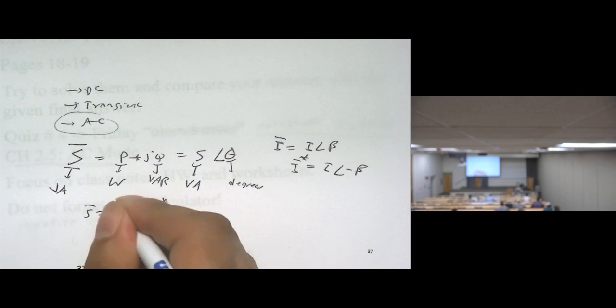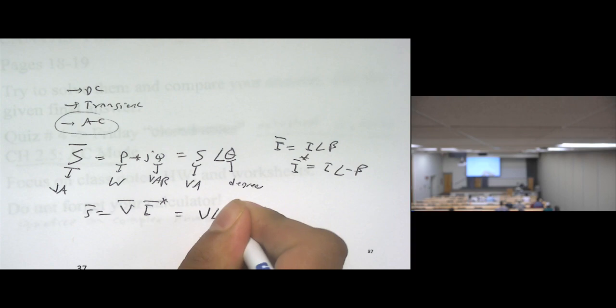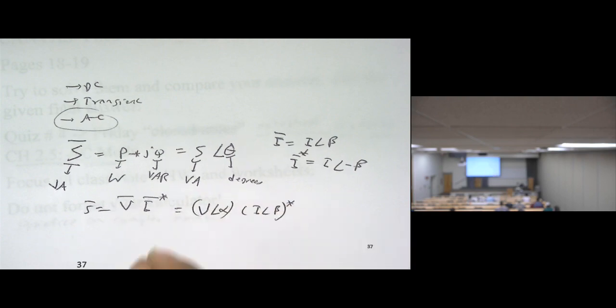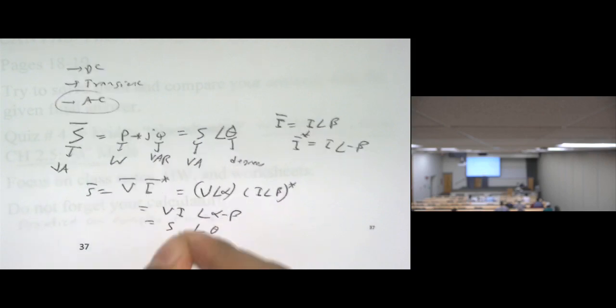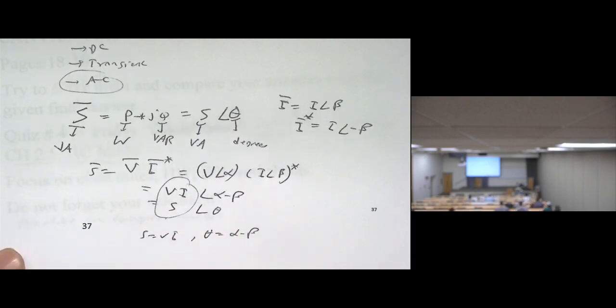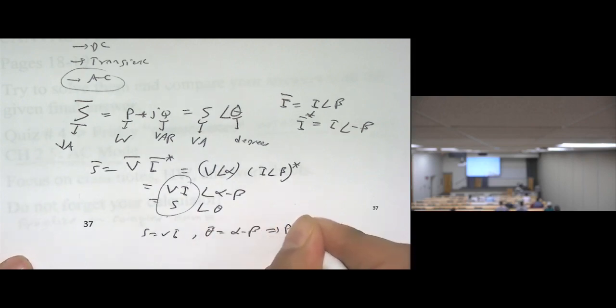So it's V bar times I conjugate. So it's going to be V angle alpha times I angle beta, all conjugated. Then it's going to be VI angle alpha minus beta. This is equivalent to S angle theta. So based on that, we can say S equals V times I as the magnitudes. There are no bars, which means it's a magnitude, not a complex quantity. And theta will be alpha minus beta, which we denoted as the power factor angle.